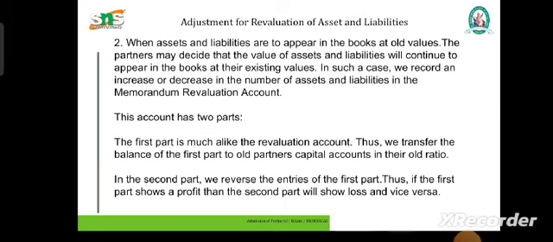The first part is much like the revaluation account, where we transfer the balance of the first part to the old partners' capital accounts in their old ratio. In the second part, we record the reverse entries of the first part, so if the first part shows a profit, then the second part will show a loss and vice versa. Thank you.